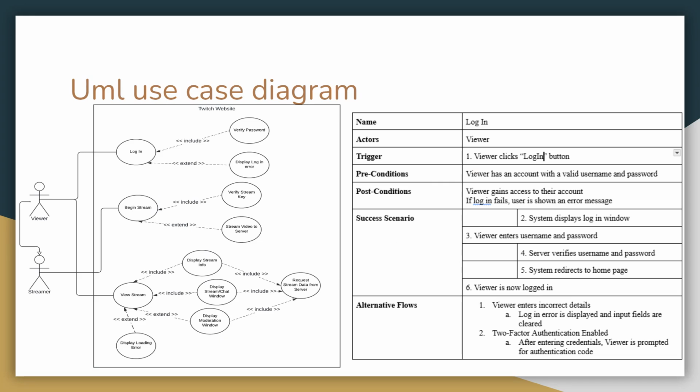The system displays the login window. The viewer enters the username and password, and the server verifies if they entered the correct username and password. If they have, then they're going to be redirected to the home page and they're going to be logged in. Alternative flows: they log in and an error is displayed because they put in the wrong password or the wrong username, or they have two-factor authentication. So they put in the right password and the right username, but they have an extra security measure in place, and they're going to get an SMS message on their phone, and then they're going to put in the right number.